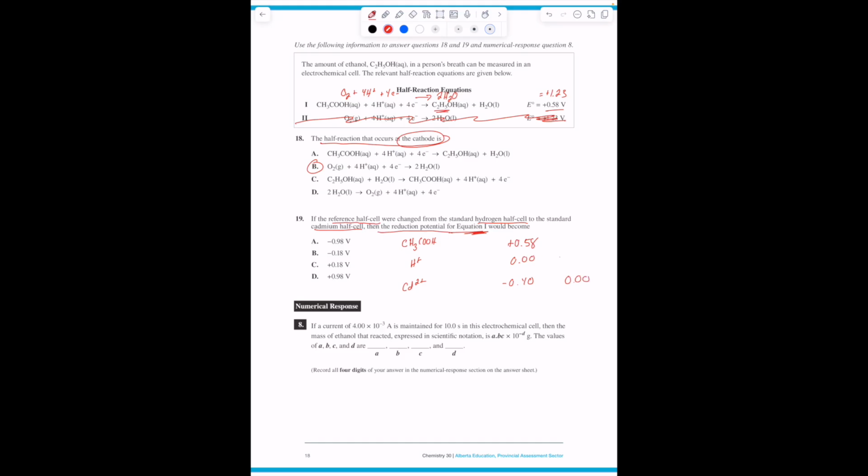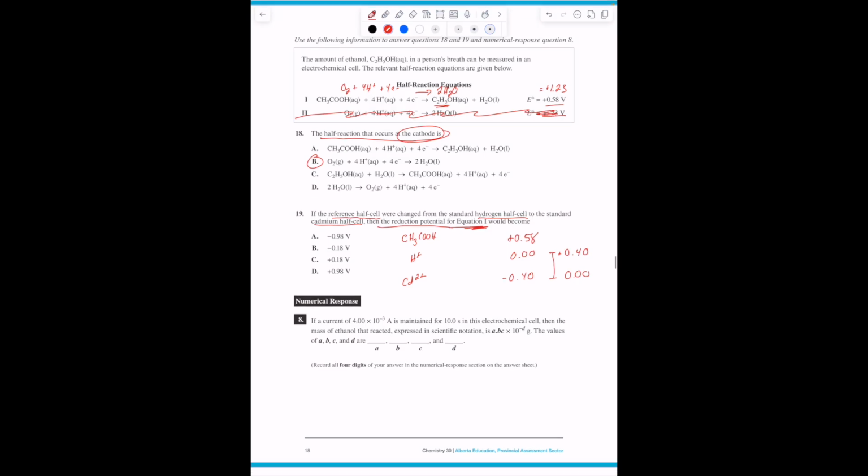So this one becomes 0.40 because the difference between any two is always the same. If this difference is 0.4, the other difference is 0.4. So now to figure out what's missing here, I have to add 0.58 to this one, which brings my new number to a positive 0.98. And that's my answer. So that has to be D.